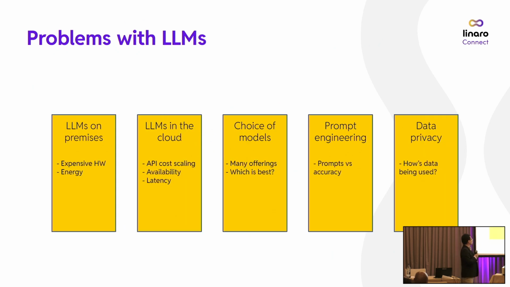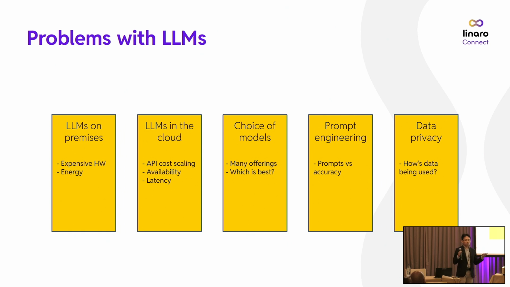Problem. For running LLMs, if you run on premises, the requirements are very high, both hardware and energy. If you're calling the APIs from the cloud, that can get very expensive, depending on how much you're calling the APIs. You also may get some latency and availability issues.